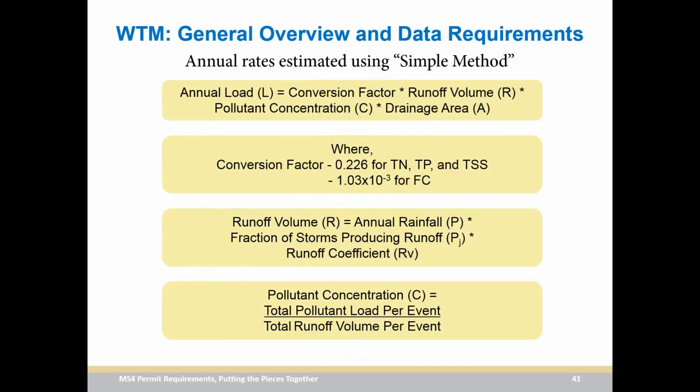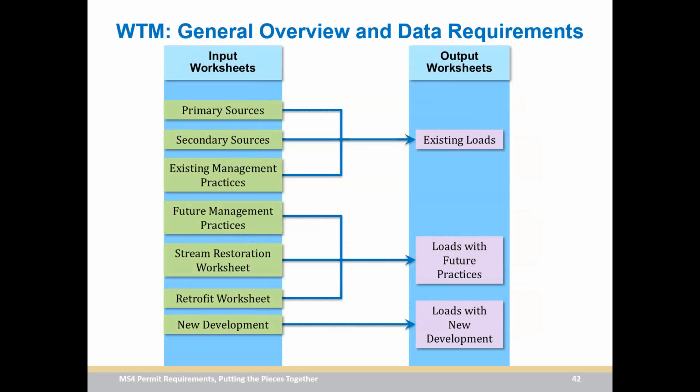The WTM is based on the simple method, which is primarily based on volume, pollutant concentration, drainage area, and a conversion factor. This is relatively simple data to obtain and to use. A lot of this information would be available if you have a GIS analysis of the area. So in general, it's a pretty simple model. Again, it's spreadsheet based, so you have 7 tabs for input data and 3 output worksheets.